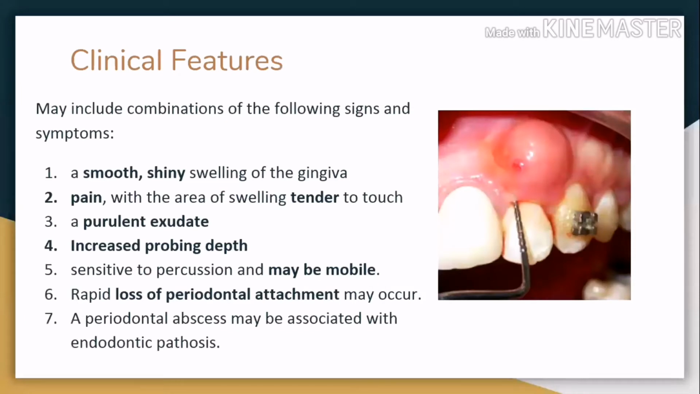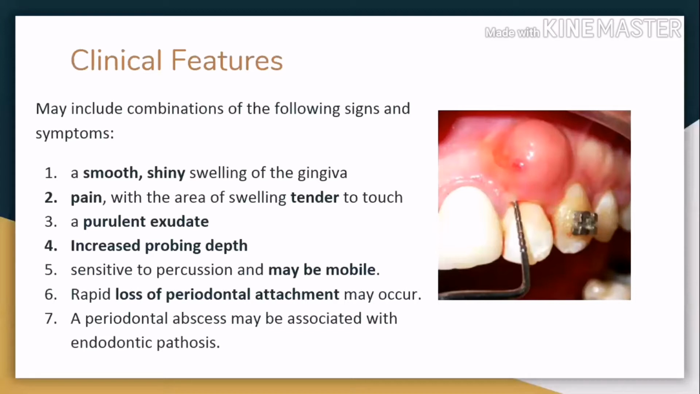Looking at the clinical features, a person can be diagnosed with periodontal abscess with any combinations of the following signs and symptoms, such as a smooth and shiny swelling of the gingiva. As you can see in the picture, it's smooth and shiny. Pain within the area of swelling, and it's tender to touch. A purulent exudate, a pus accumulation, increased probing depth, sensitive to percussion and may be mobile. Rapid loss of periodontal attachment may occur.